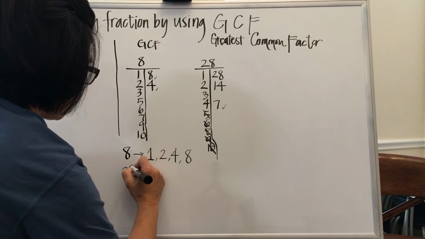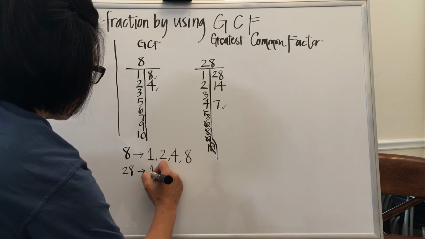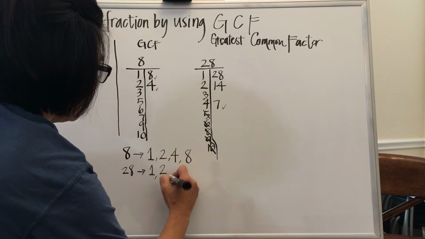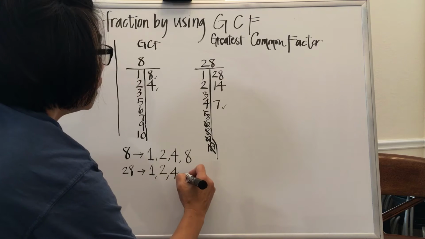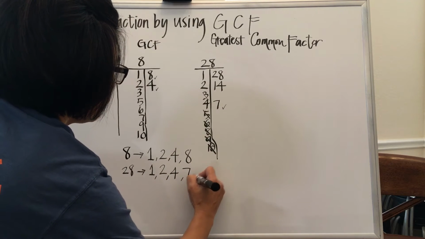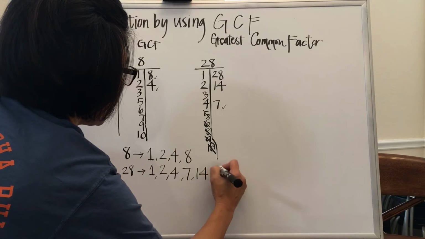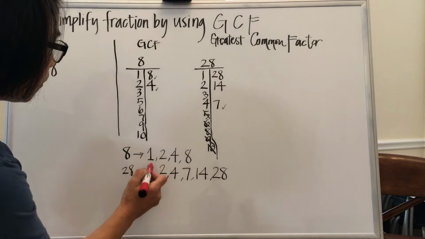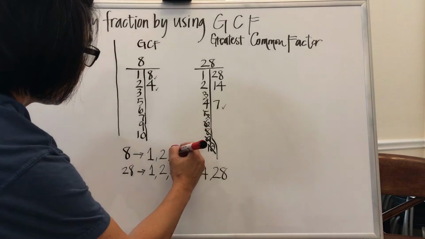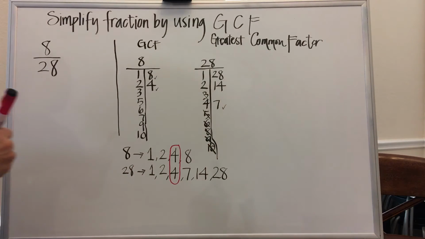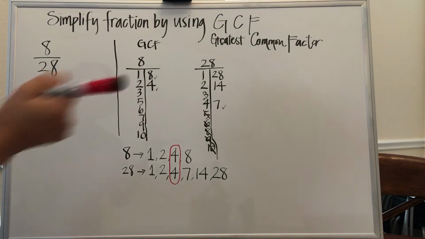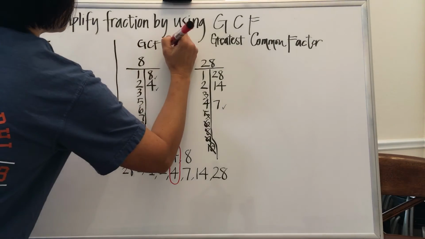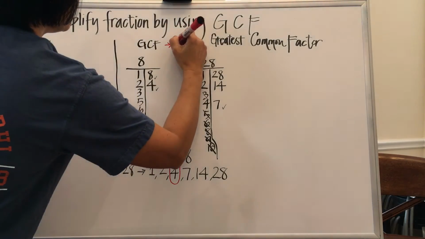And 28 has the factors of 1, 2, 4, 7, 14, and 28. Now, I'm looking for the greatest one that is shared by the two of them. So looking at this list, it's definitely not 1 or 2, it's going to be 4. So the GCF for this fraction is 4.